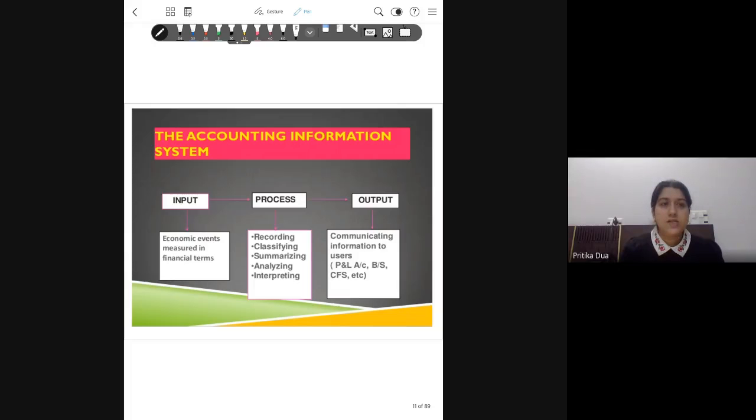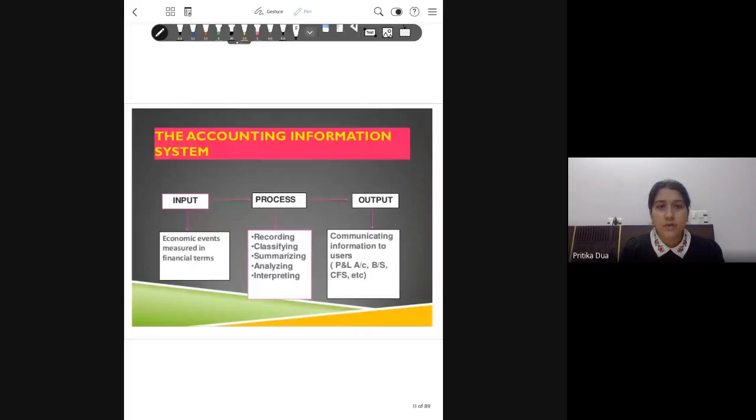So we'll start with the next topic. Till now, we have covered the meaning of accounting, who are the interested parties in accounting information, the three main branches of accounting, and what is the difference between them. Today, we start with the next topic. As you can see on your screens, this is the accounting information system.